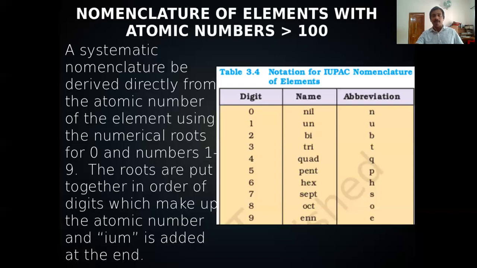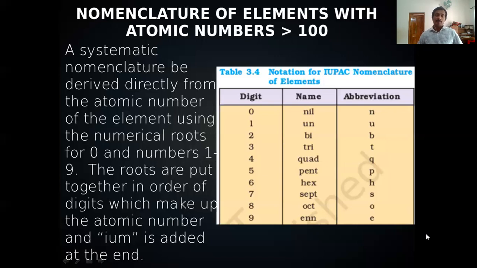We will take a capital U of un. Then small n, small n. UNN will be the symbol. When we give a temporary name to element with atomic number 100, the name is unnilnilium and the symbol is UNN. 102, unnilbium and the symbol UNB. When you solve examples, you will understand it clearly.